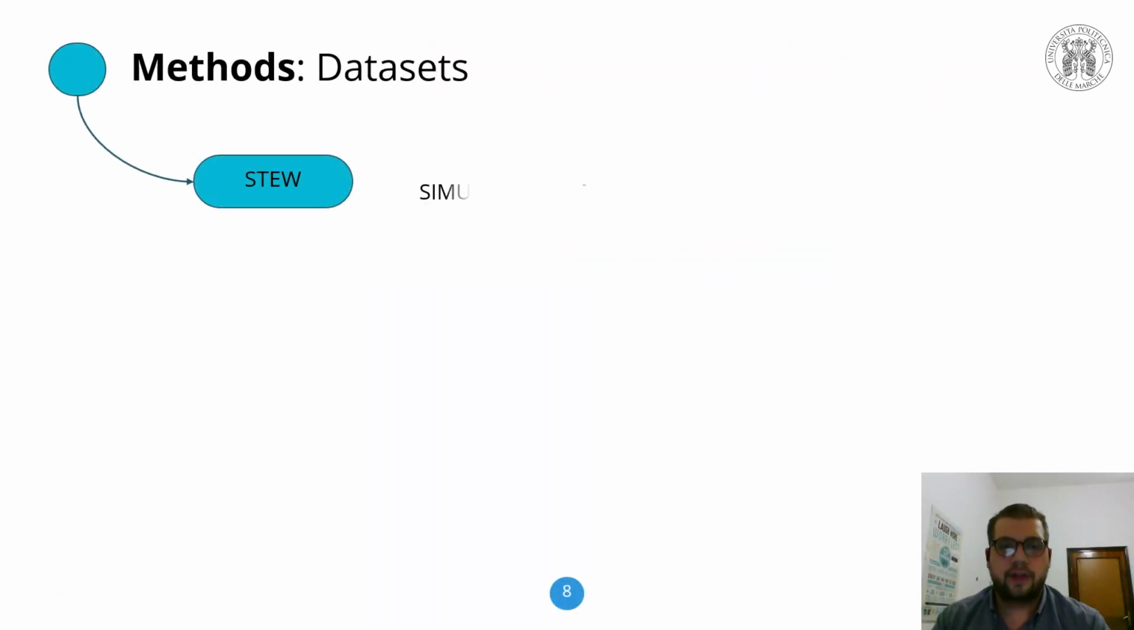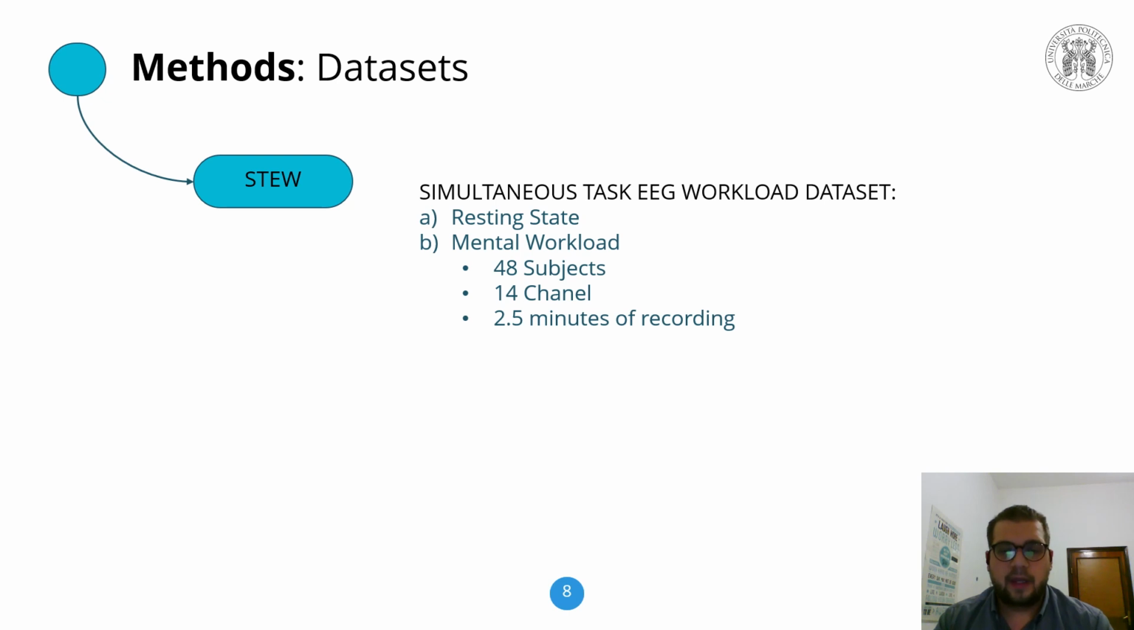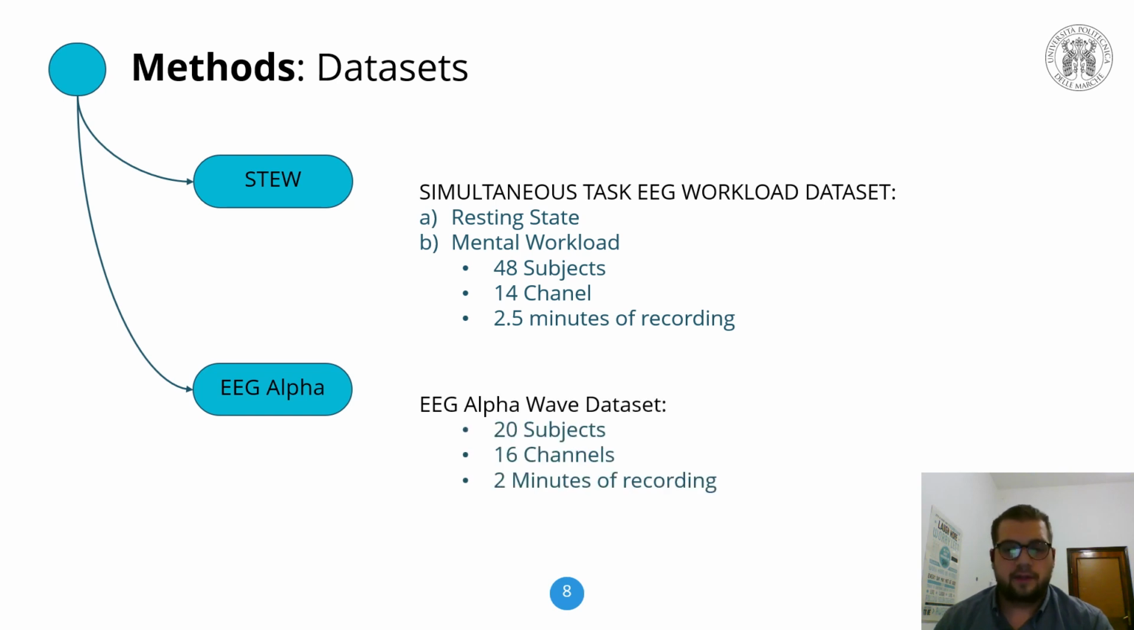To conduct our research, we used two datasets. The first dataset is the simultaneous task EEG workload dataset, known as the STEW dataset, which includes two sub-datasets, resting state and mental workload. It includes 48 subjects, with data taken from 14 channels and 2.5 minutes of recording. The second dataset is the EEG alpha wave dataset, which has 20 subjects, with 16 channels of EEG data taken for 2 minutes of recording.